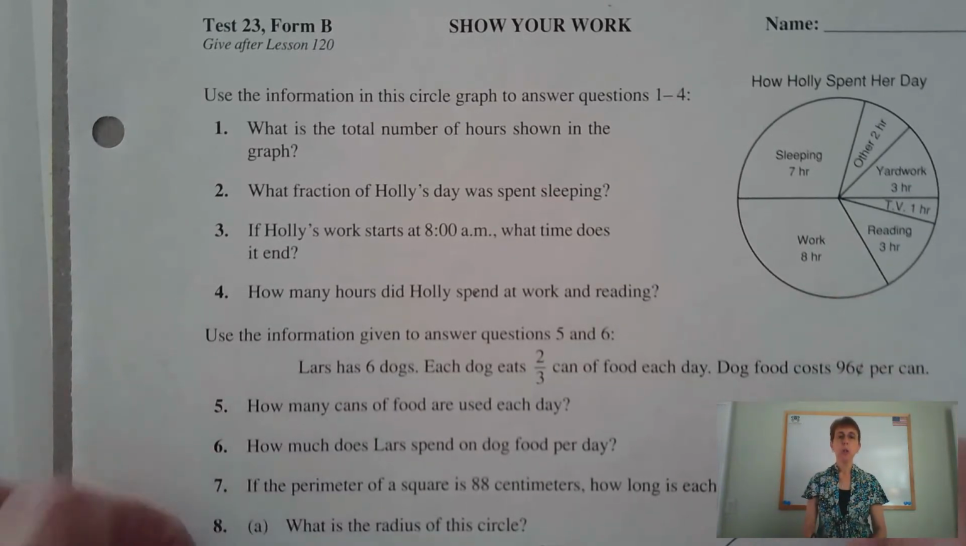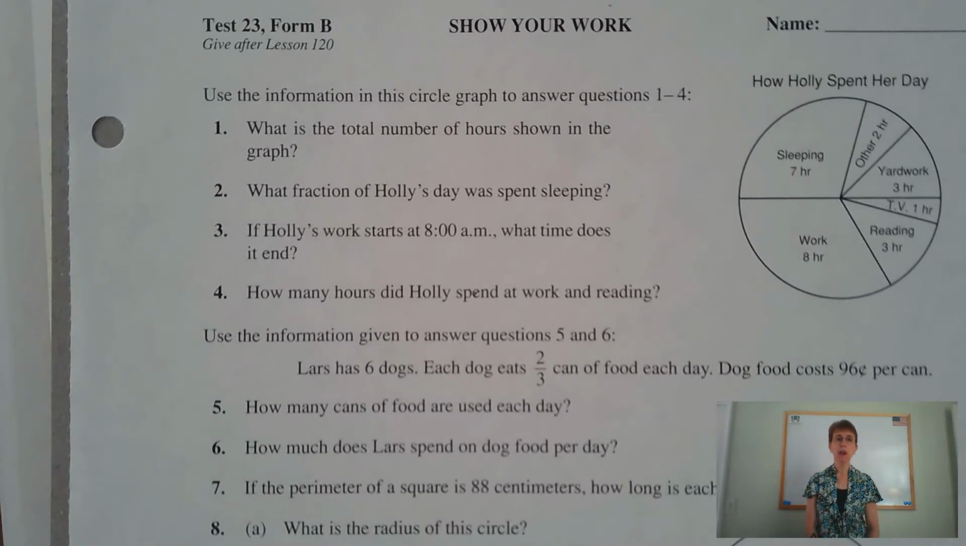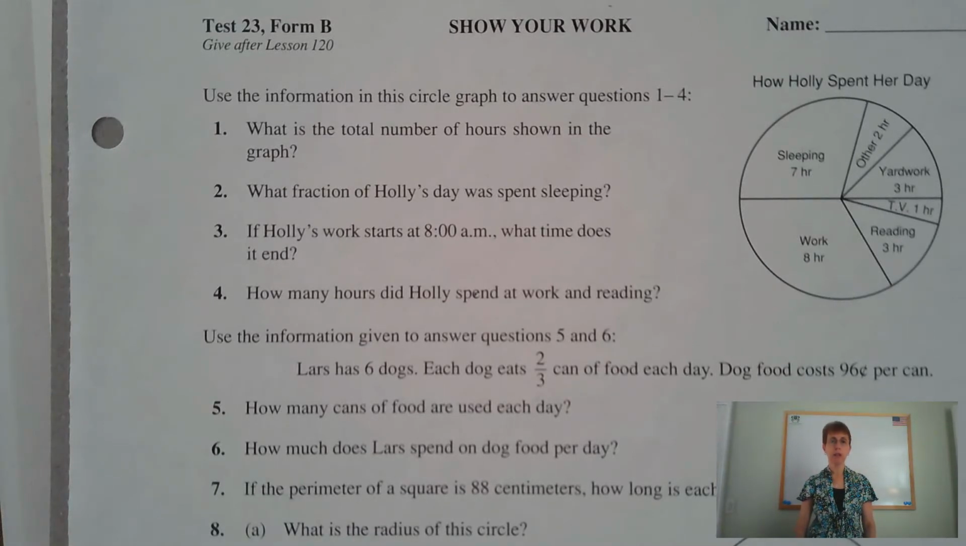Okay, what is the total number of hours shown in the graph? What fraction of Holly's day was spent sleeping? If Holly's work starts at 8 o'clock a.m., what time does it end? And how many hours did Holly spend at work and reading? So that's combined, at work and reading.